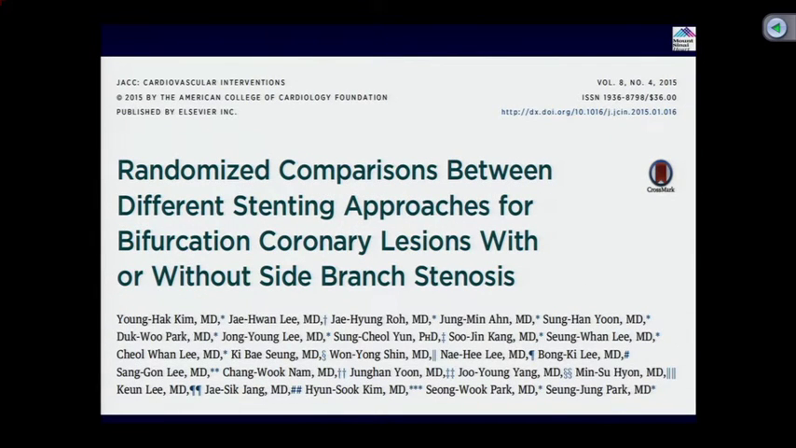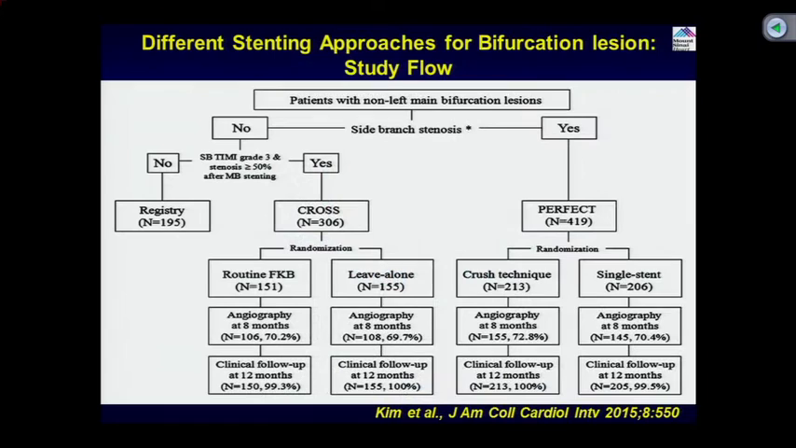Now there are other papers showing various treatment strategies for bifurcation lesions, and there are two trials: the CROSS trial, on whether you do a routine final kissing balloon or leave it alone, and these are data from Korea, and the PERFECT study, crush or single stent. These are not patients with a significant side branch lesion.